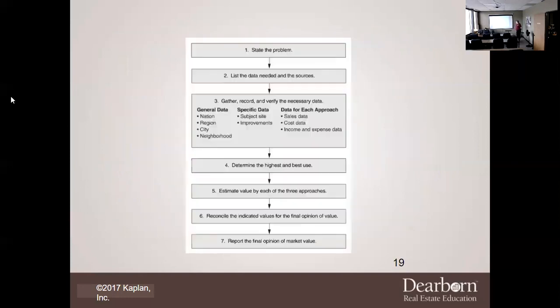Now, as you can see here, this breaks down the entire process from step one all the way to the bottom. So step one, the very first thing, is you got to state the problem. Of course, the problem in this situation is that Mr. Eugene's selling his house. So we need to know how much Mr. Eugene's house is worth. $500,000? Well, we'll see. So we got to know our problem.